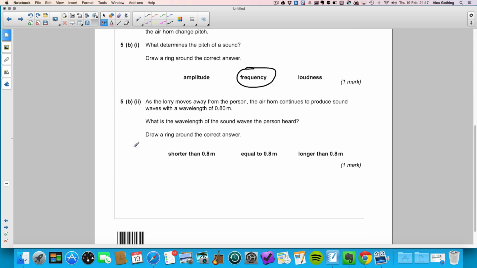Okay. 5b part 2. As the lorry moves away from the person, the air horn continues to produce sound with a wavelength of 0.8. What is the wavelength of the sound waves the person heard? Draw a ring around the correct answer. And hopefully as it moves away you can see that they're actually going to get longer than 0.8.